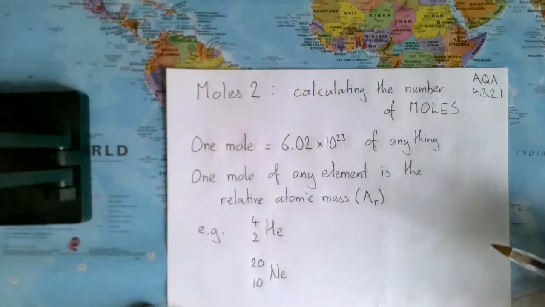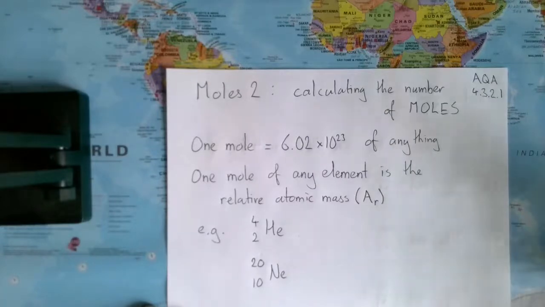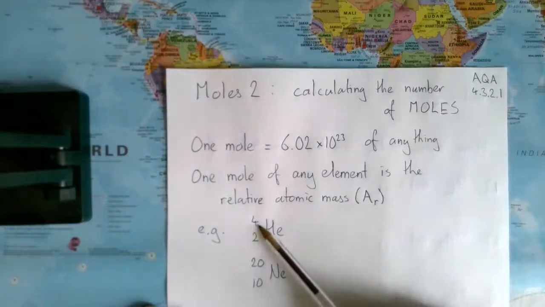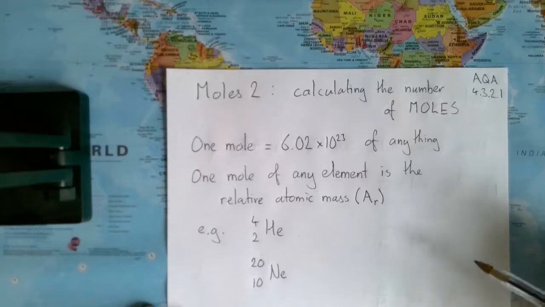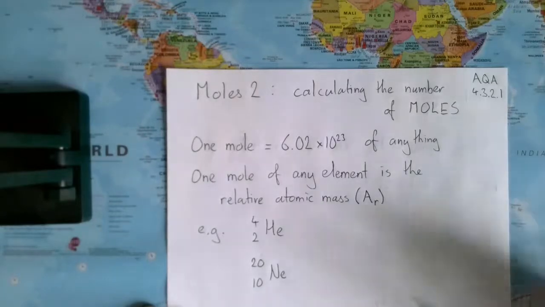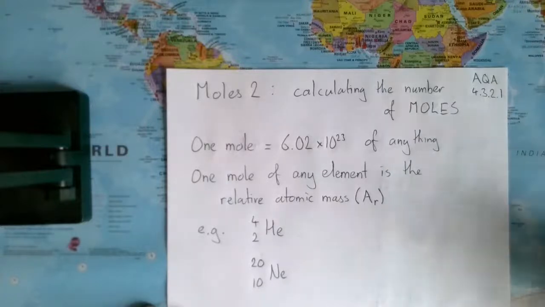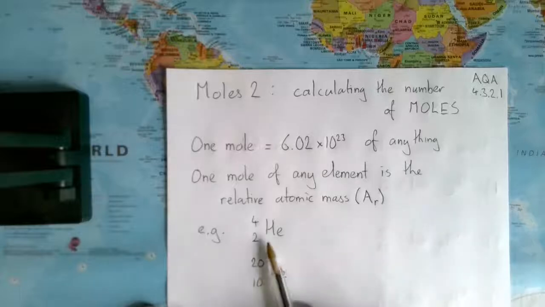1 mole of any element is the mass in grams that is the same as the relative atomic mass, which is the mass number that's given on the periodic table. So you get this given to you in the exam. So this is just the slightly more technical term for atomic mass. So you look any of these up.